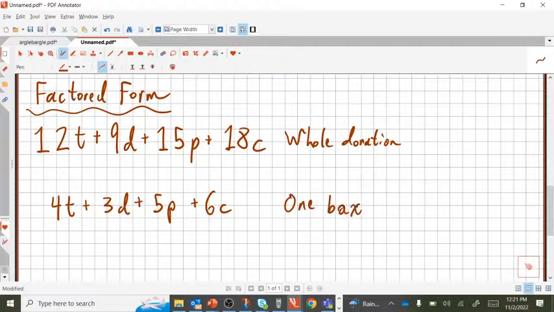But watch this, guys. You can do something to this with parentheses and a number to make it the whole donation again. When I say teach, I want you to say, okay, what can I do with parentheses and a number to get that to go again? Give it a try, and here we go. Teach, teach.